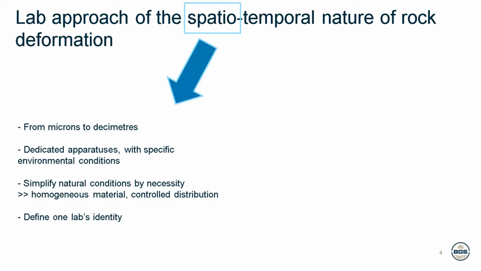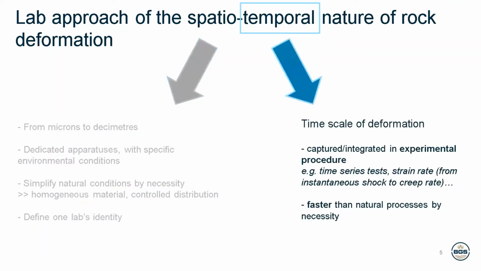And as mentioned by Stefan Stock before, this also tends to define one's lab identity, so that we have many labs that have different apparatuses also because they are focusing on different aspects of what we can study from experimental rock deformation. The temporal side in rock deformation is approached in the way we perform the test, how the procedure is designed. We integrate the time either by performing time series tests or by varying strain rate, for instance, from instantaneous shock to creep rate, like very, very slow deformation.